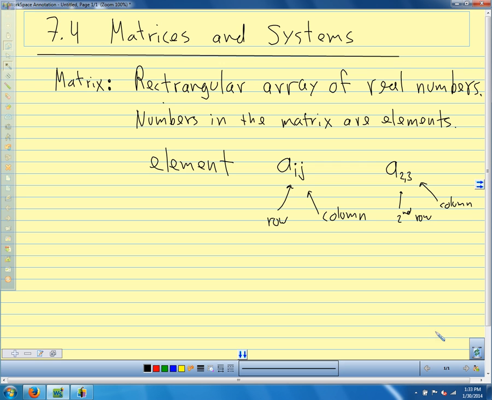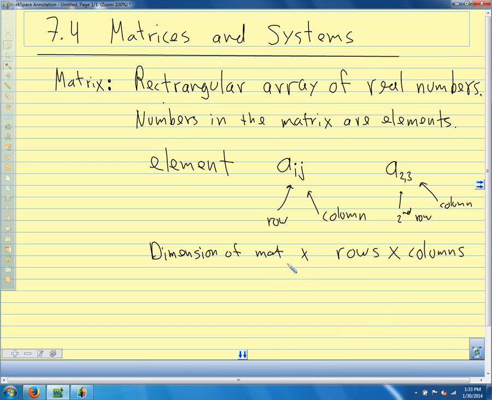The number of rows and the number of columns of a matrix is its dimension. So we refer to it as rows by columns. A 2 by 3 matrix would have 2 rows, 3 columns. A 3 by 3 matrix, 3 rows, 3 columns. A square matrix has the same number of rows and columns. We would say n by n.